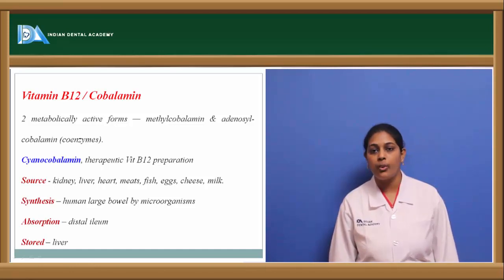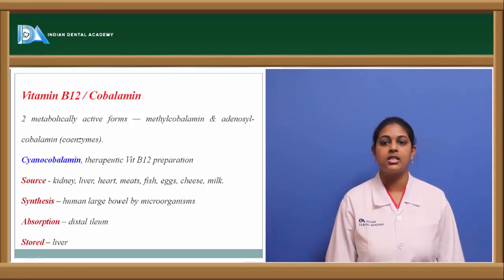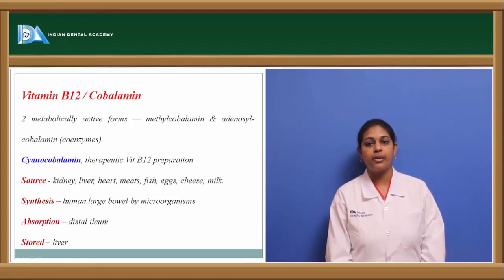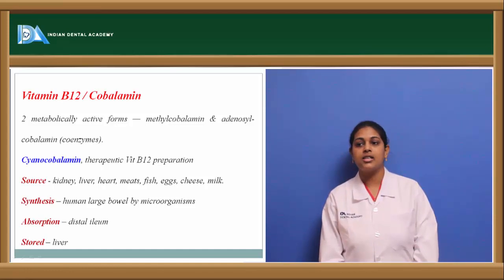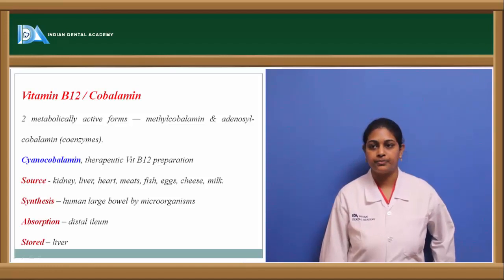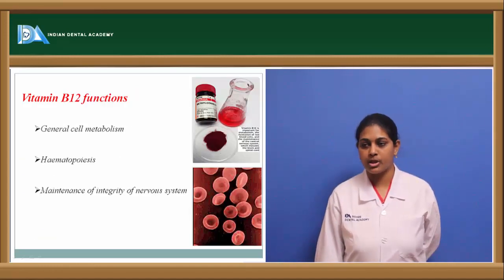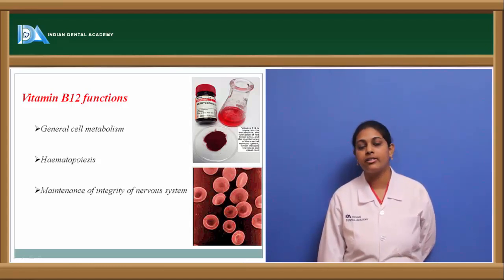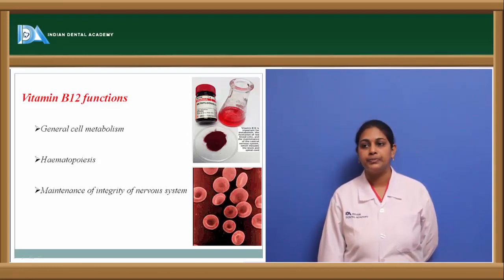So these are the sources of vitamin B12, and it is usually metabolized in the large bowel by certain microorganisms, and this is being absorbed in the distal ileum and further stored in the liver. Coming to the major functions of vitamin B12, usually we see in the general cell metabolism, that is it maintains the hematopoietic system, that is the blood cells, they could be the red blood cells or the leukocytes, and also helps in maintaining the integrity of the nervous system. So it has a major function in the body.